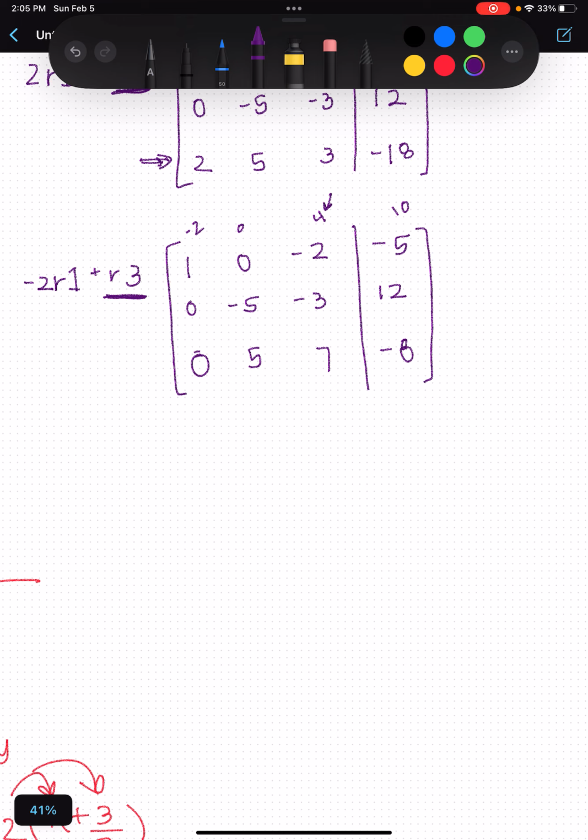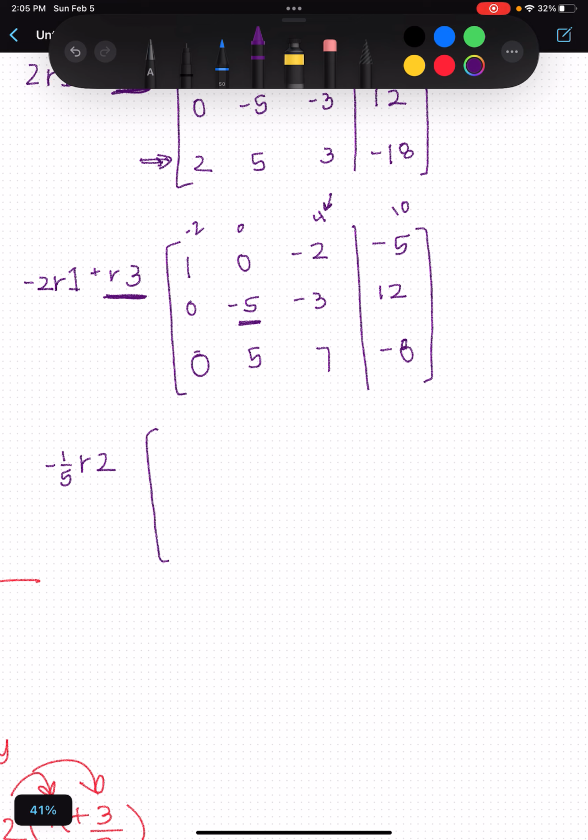So the next column, what we're going to do is, no matter what happens, you always want to change the thing that you want to be a 1 first. And so we want this -5 to be a 1. The way that we're going to change that to be 1 is by multiplying everything in the second row by -1/5. So I'm going to say -1/5 times row 2.